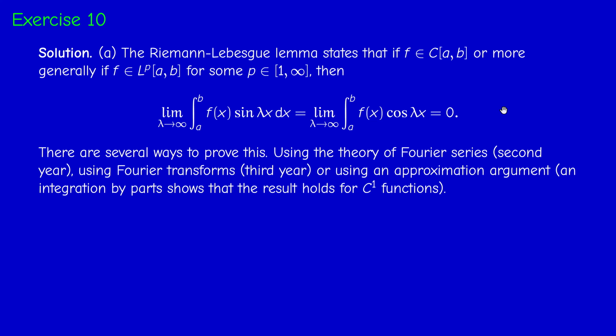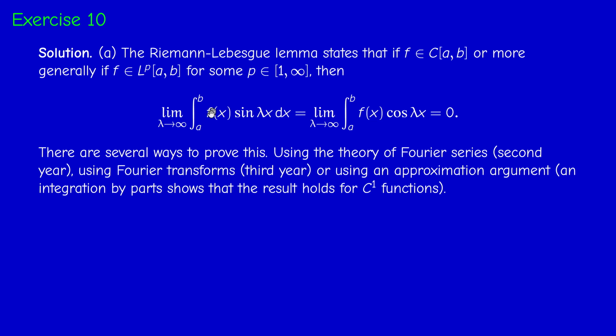And you can also use the theory of Fourier transforms that you learned last year. And I have an exercise actually where we prove that. Or you can use an approximation argument, because a function in C or in L^p can be approximated. Consider first the case of a continuous map. A continuous map by the Weierstrass theorem can be approximated by polynomials and therefore by C1 maps uniformly.